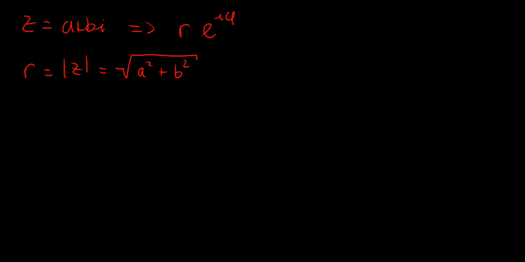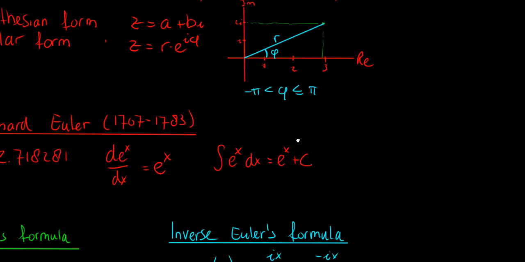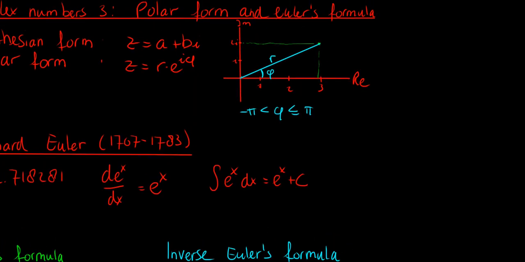That's it. That's the same as Pythagoras' theorem. Now for phi, it's a little bit different. This is called the argument of z, and this is calculated with our arctangent of our imaginary part divided by the real part. And why is that? Well, if we look at our complex plane, what does the tangent say?